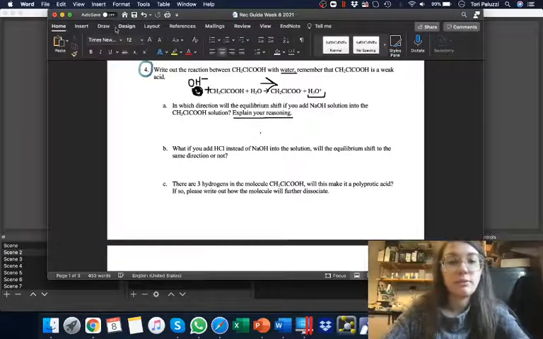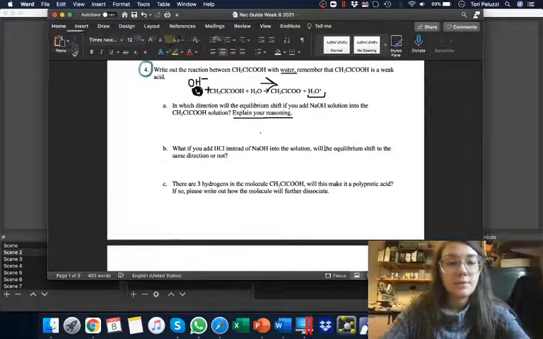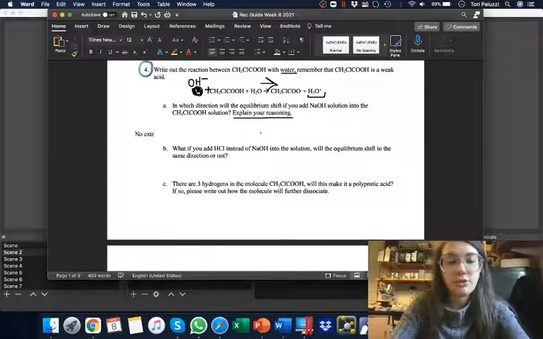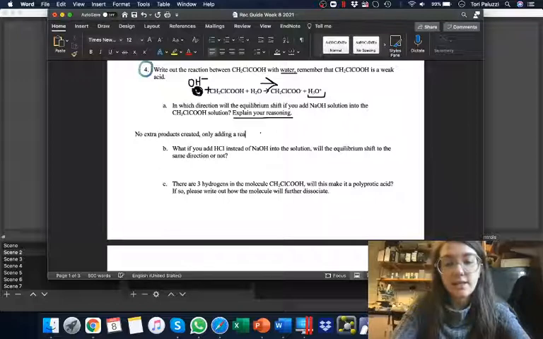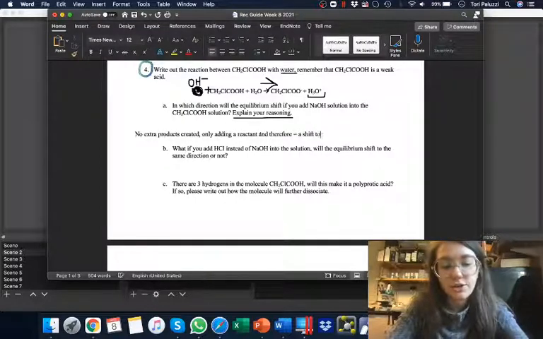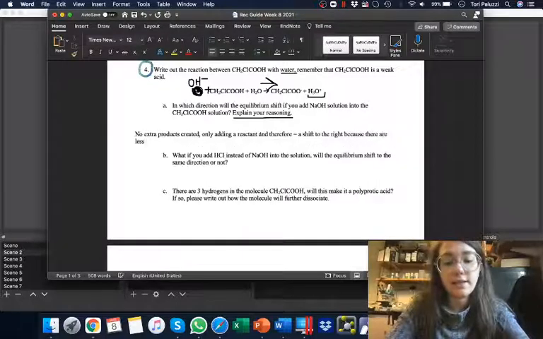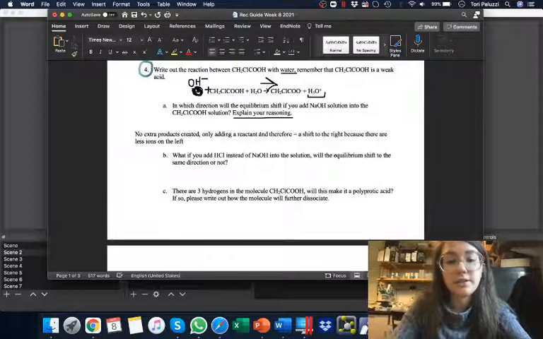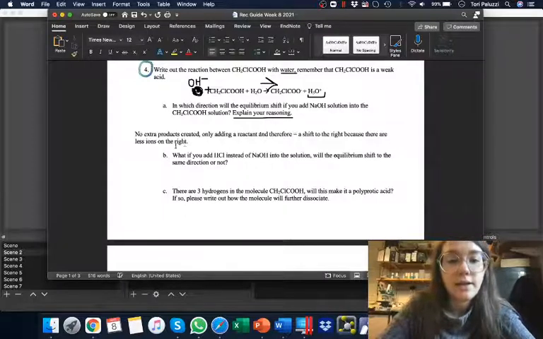So we're going to just, I still have my draw on. We're just going to say no extra products created, only adding a reactant, and therefore will equal a shift to the right because there are less ions on the right. Okay, that's what we're looking for.